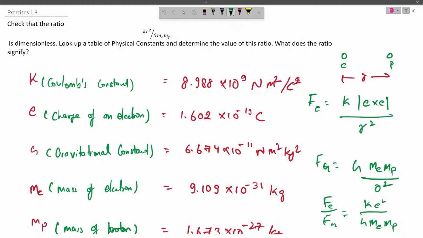So we have to find out this ratio, determine the value of this ratio, and say what this signifies.